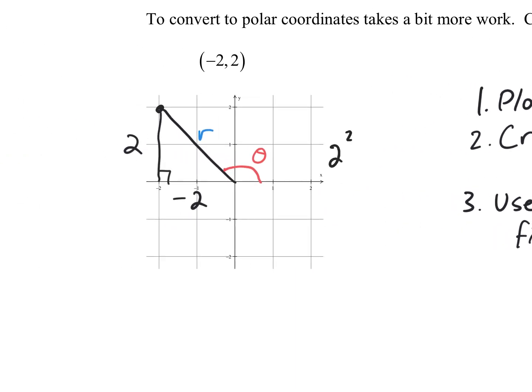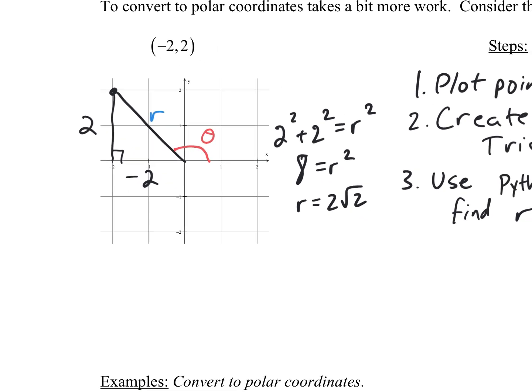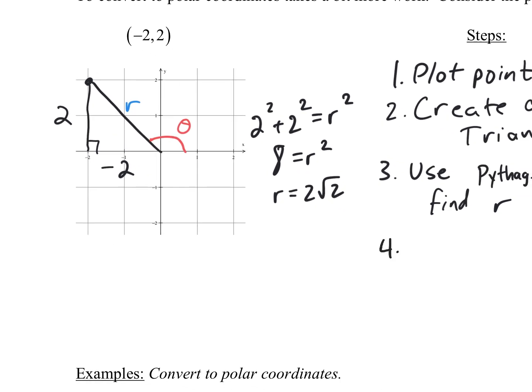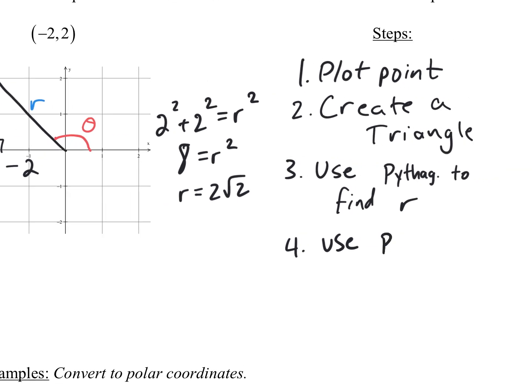So I'm going to say that 2 squared plus 2 squared equals r squared. 8 equals r squared, so r equals 2√2. And then my final step here, I'm going to use right triangle trig to find the angle.